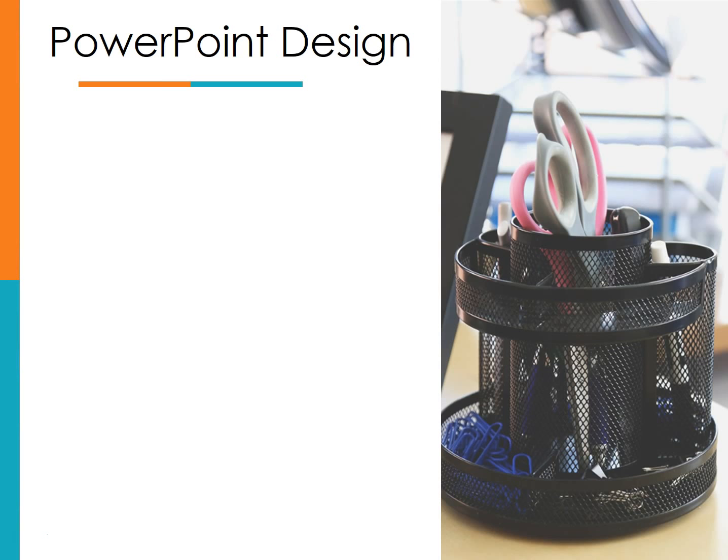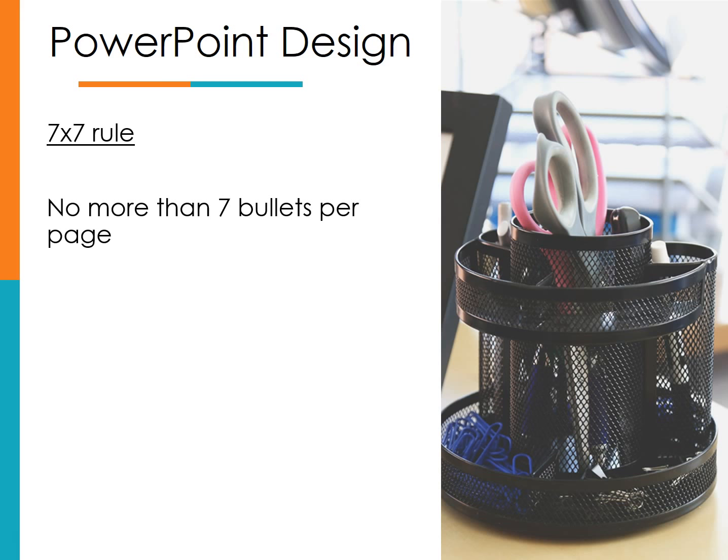If you're designing a PowerPoint to be viewed on a projector or live online, try to adhere to the 7x7 rule. This is no more than 7 bullet points per page and no more than 7 words per line. This is a rough guideline. Don't be too strict with it, but equally don't stray too far from it. It's very hard to stick to.